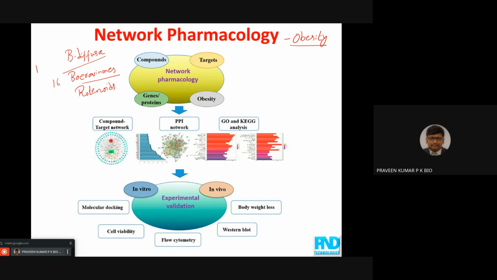Other than this, in network pharmacology, whatever targets and screened compounds we have taken, we will be checking the PPI networks in the STRING database. Only in the STRING database can we get the top upregulating and top downregulating genes.